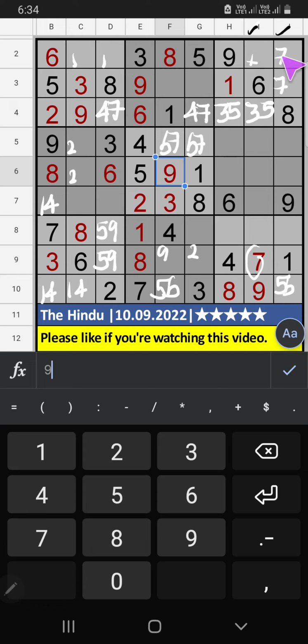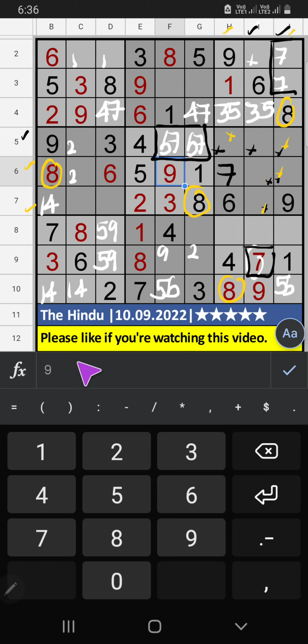Column I, column J, and fifth row, we have 7, so 7 can't come in these cells, then 7 is confirmed here. Column H, column J, we have 8, sixth row and seventh row also we have 8, so 8 can't come in these cells, then 8 is confirmed here. Sorry, 8 is here.